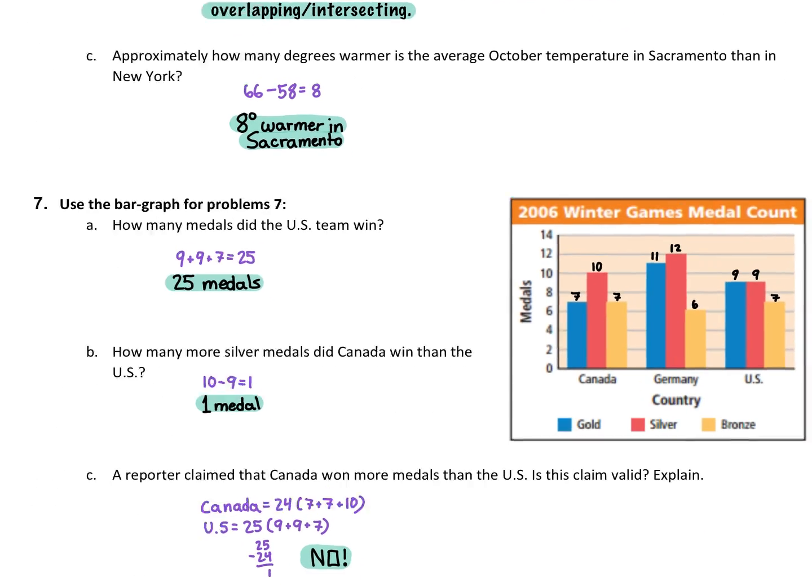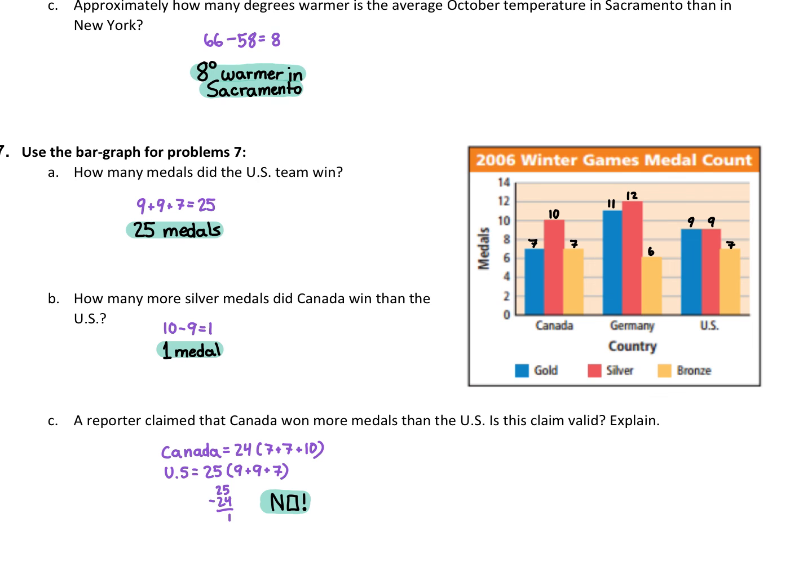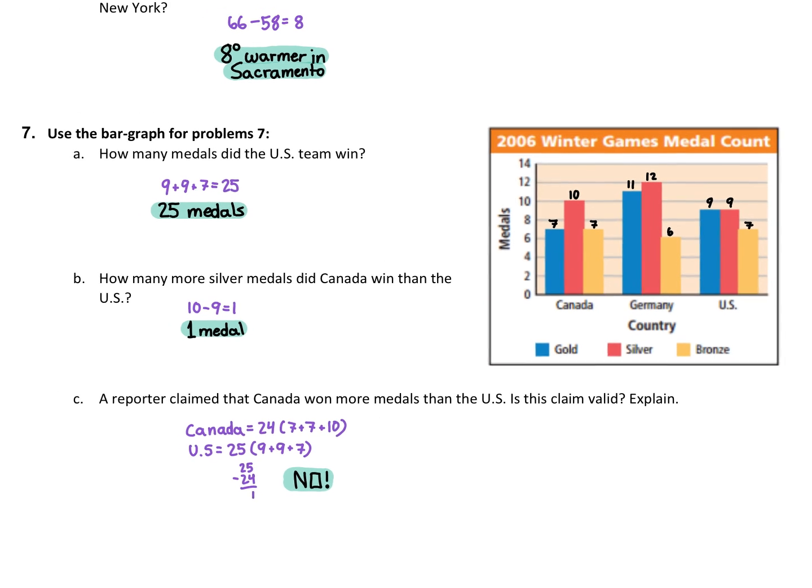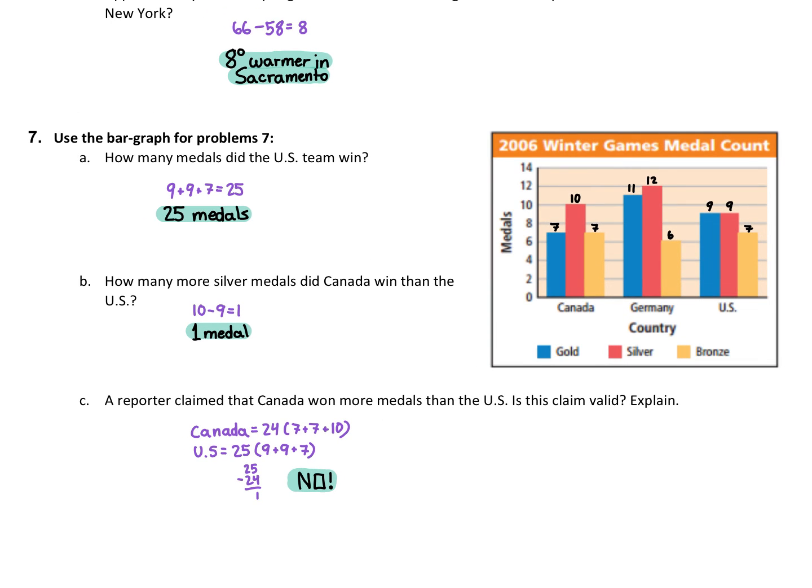Number 7, the bar graph. It's a bar graph of Winter Games medal count from 2006. I can see it's a triple bar graph. We've got Canada, Germany, and the U.S. The colors are the different types of medals, gold, silver, and bronze.